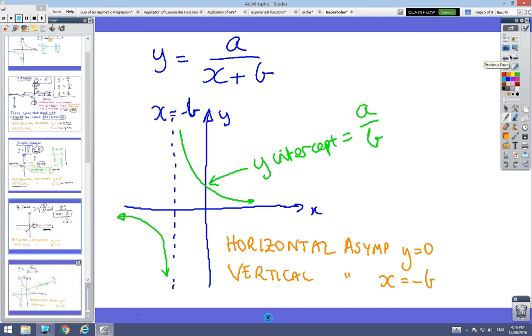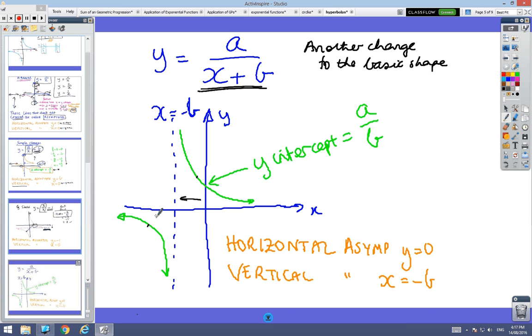Again, I'm not 100% sure how far we'll go, but we'll just try. This is another change to the basic shape. And again, we mightn't have to go this far, but we'll put it in our notes anyway. So rather than having x on the bottom by itself, I've got a number with it. And so what's going to happen is the curve actually gets pushed backwards.